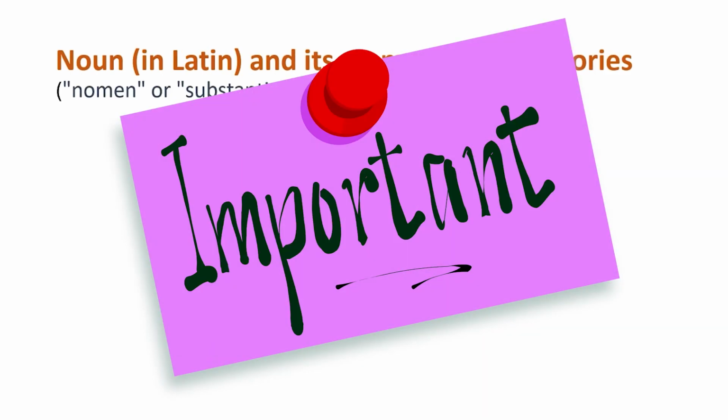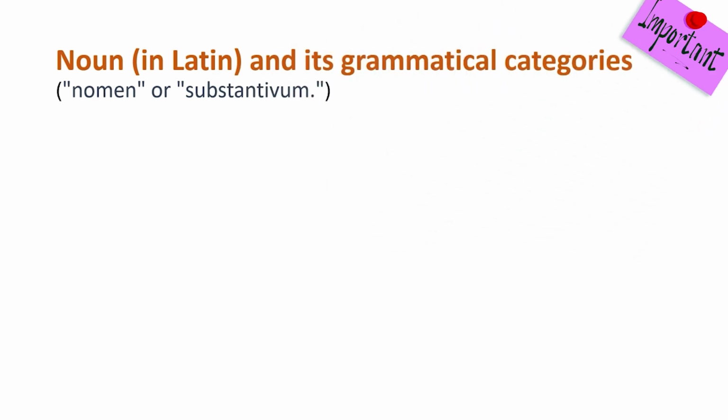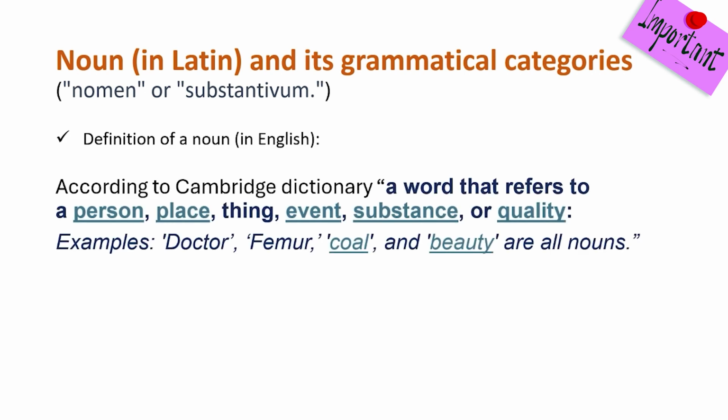Now, here comes the heart of Latin grammar. So, how do you define a noun in the English language? If you look at the Cambridge Dictionary, it defines a noun as a word that refers to a person, place, thing, or any event, substance, or quality. For example, doctor, femur, coal, beauty, these are all nouns.